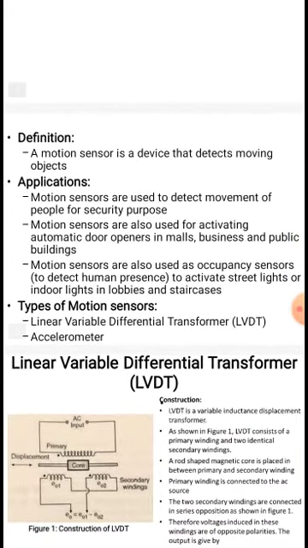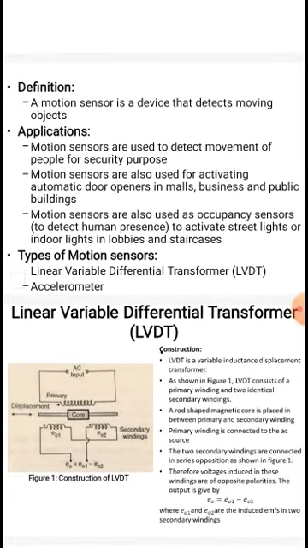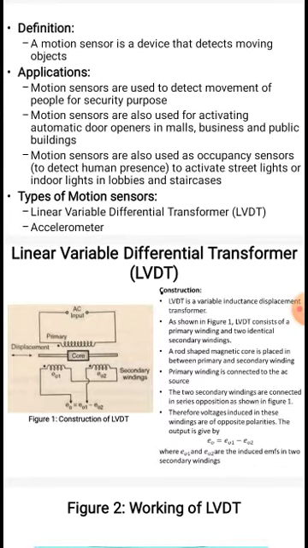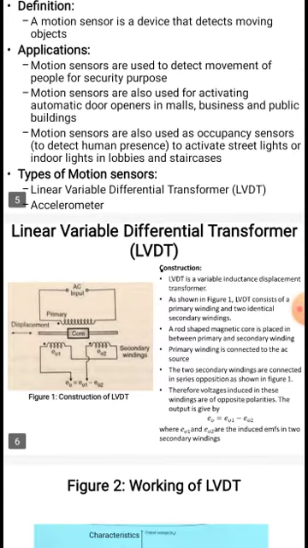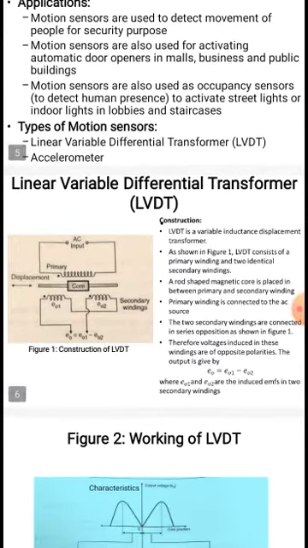Applications of motion sensors: they are used to detect movement of people for security purposes. Motion sensors are also used for activating automatic door openers in malls, businesses and public buildings. They are also used as occupancy sensors, that means to activate street lights or indoor lights in lobbies and staircases. So lights switch on and off automatically, as we always find in a garden or on a road. There are two types of motion sensor: linear variable differential transformer, LVDT, and accelerometer.